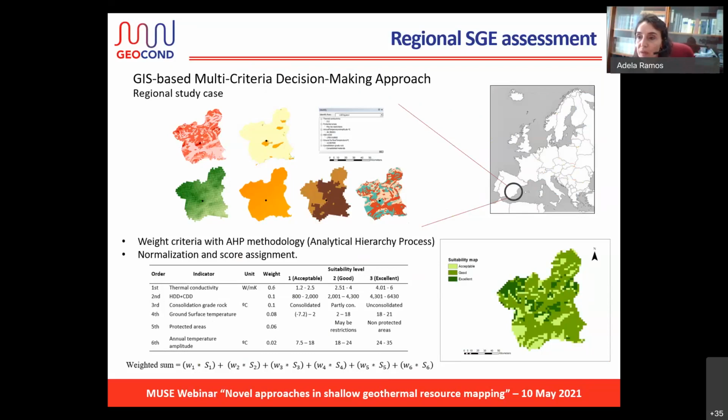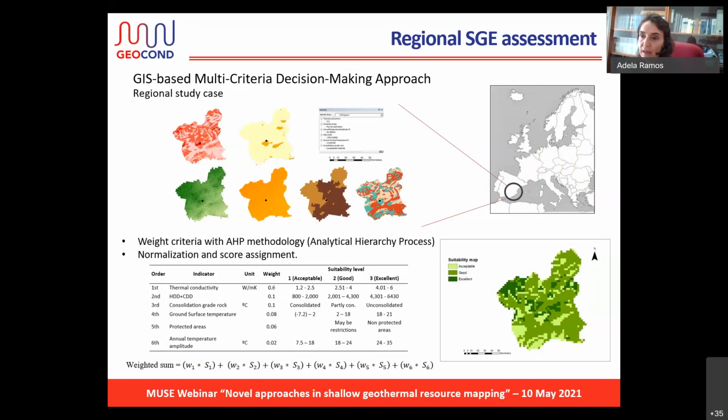So to proceed with the approach, the criteria must be weighted. Weights of the criteria represent how they influence to determine the areas where ground source heat pump will perform with the best results according to the understanding of experts. The weight was obtained by applying the analytical hierarchy process, which is able to output the expert opinion in numerical values. So these values allowed us to order the criteria from the most to the least important, as we can see here in the table.